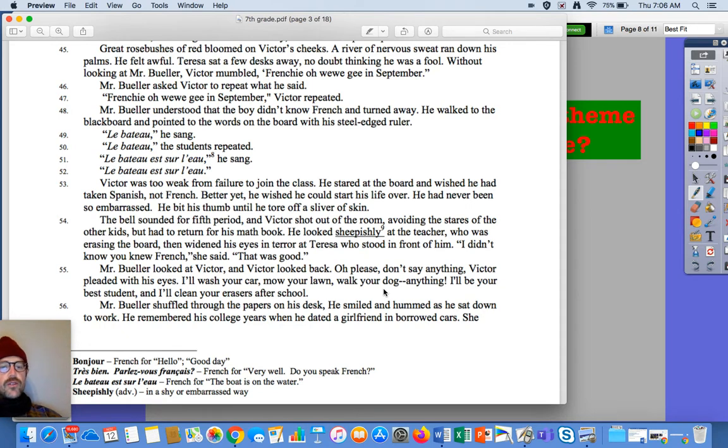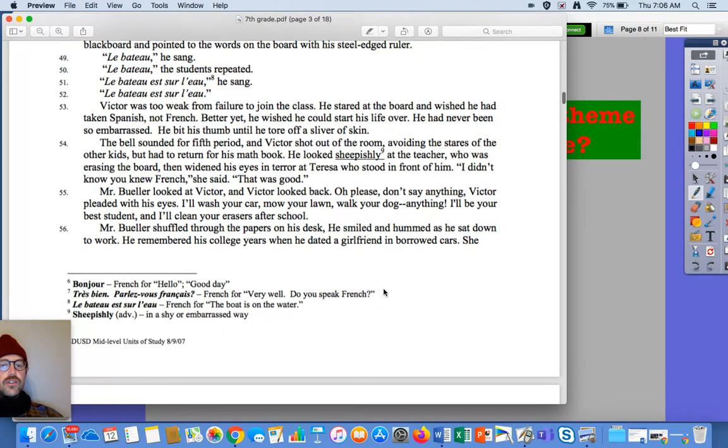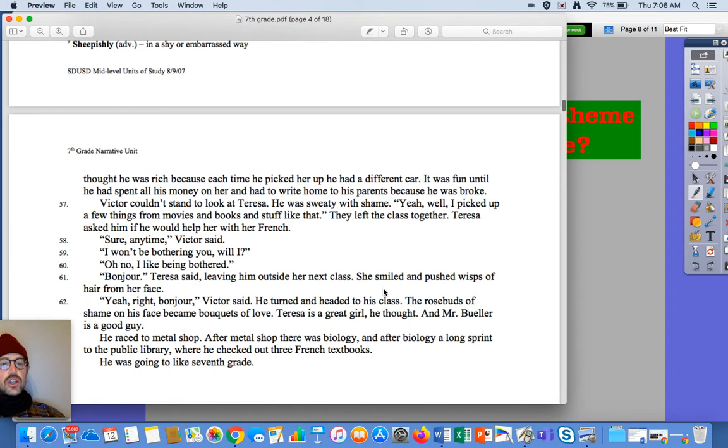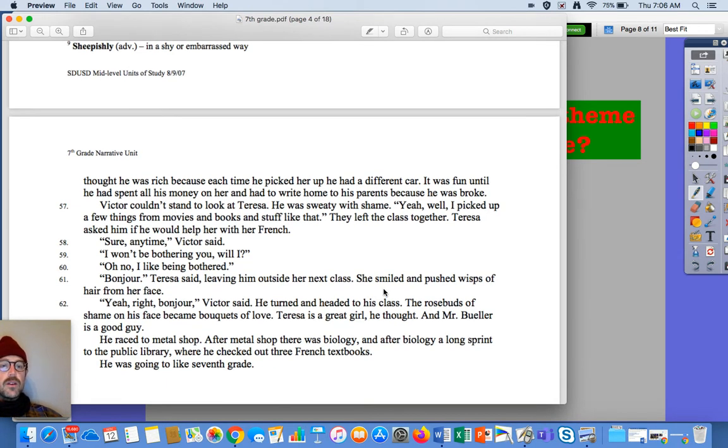Mr. Bueller shuffled through some papers at his desk. He smiled and hummed as he sat down to work. He remembered his college years when he dated a girlfriend and borrowed cars. She thought he was rich because each time he picked her up in a different car. It was fun until he spent all his money on her and had to write home to his parents because he was broke. Victor couldn't stand to look at Teresa. He was sweaty with shame.